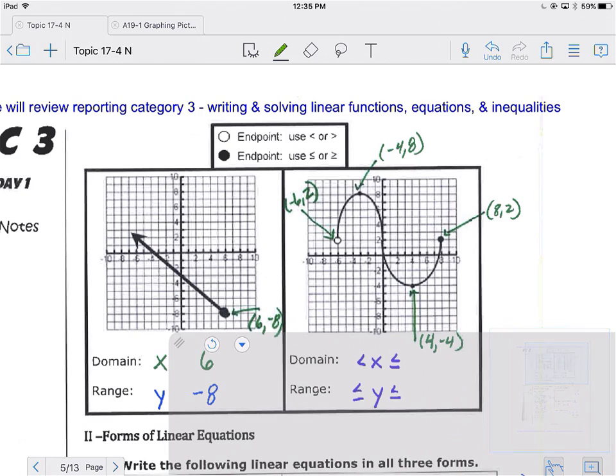Now we have a little reminder here for you. If it is an open bubble, your endpoint is going to be with no line under the inequality. But if your endpoint is filled in, there's going to be a line under your inequality. So keep that in mind as we fill in these lines.